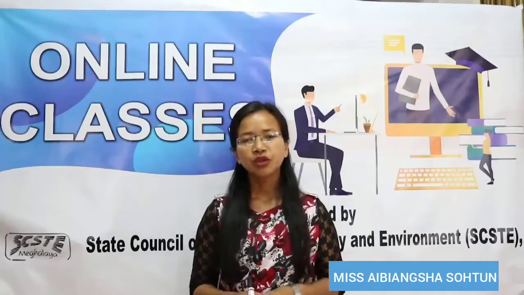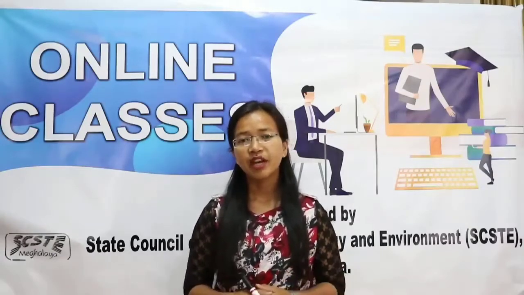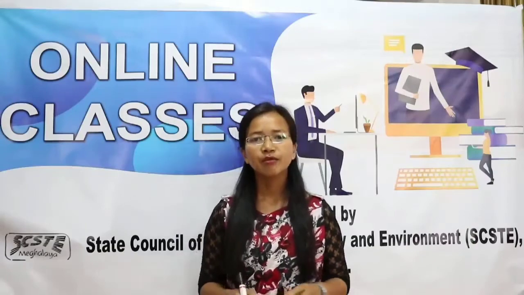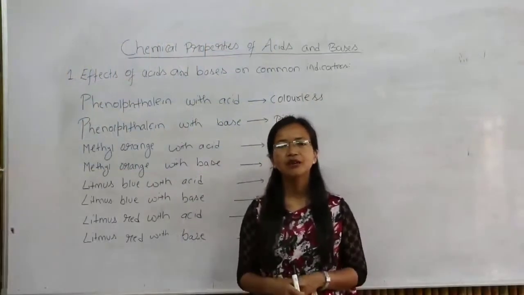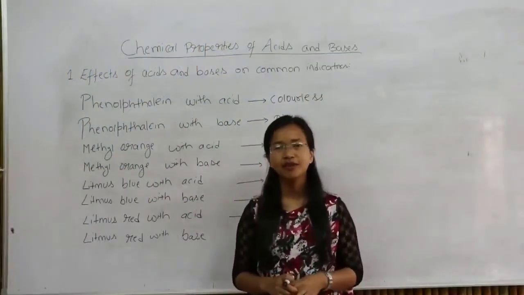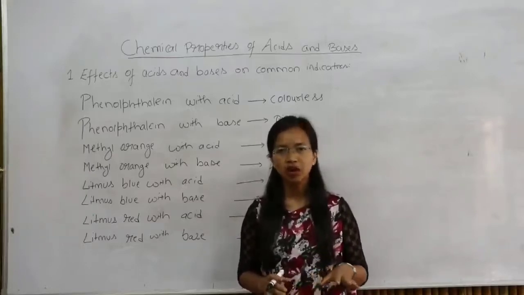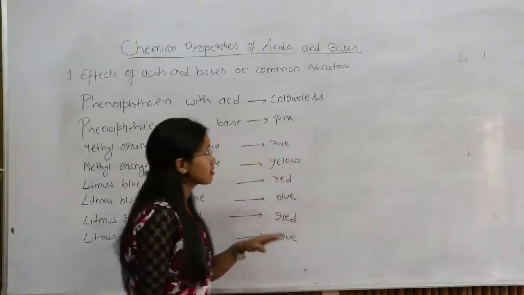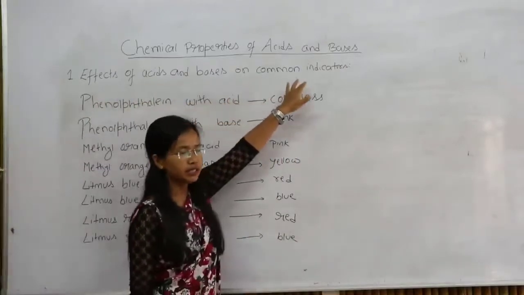So to recall, in the previous class I did the concepts of acids, bases and salt, which is taken from the class 10 science textbook prescribed by MBOSE. Today I am going to do the chemical properties of acids and bases. We have different types of chemical properties of acids and bases. The first one is the effects of acids and bases on common indicators.